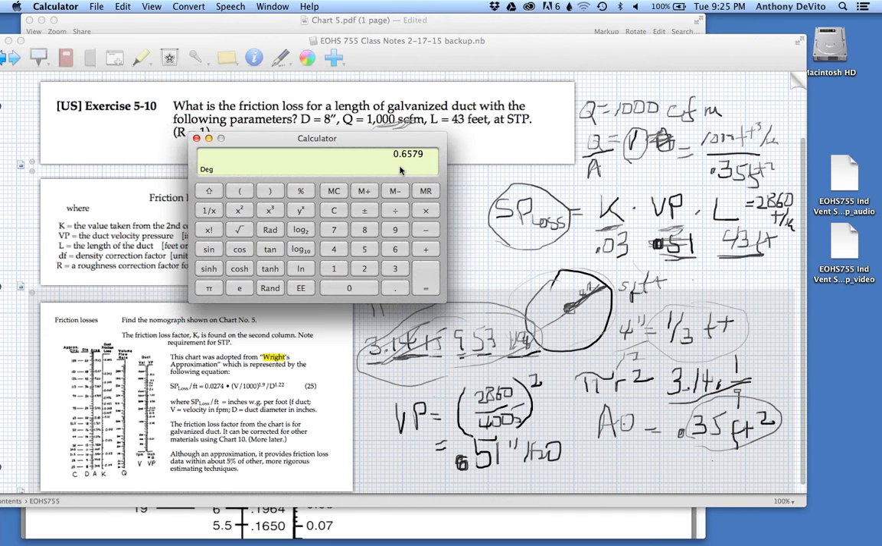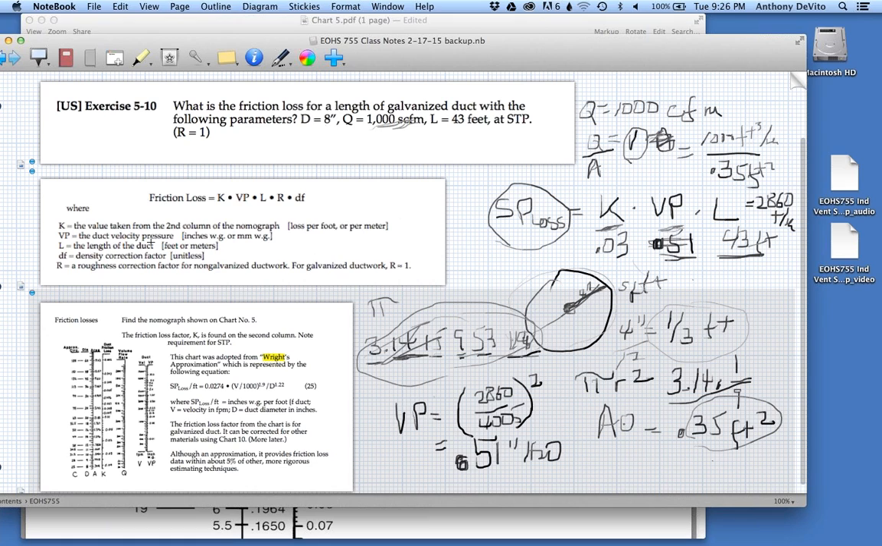Okay, our static pressure loss is going to be 0.65 inches of water. That's how much static pressure that we're going to lose by sending air at 2,860 feet per minute through a 12-inch round duct. That's the amount of static pressure that we're going to lose. I'm going to call it 0.066. Okay, and just write it in here. So our static pressure loss is equal to 0.66 inches of water.